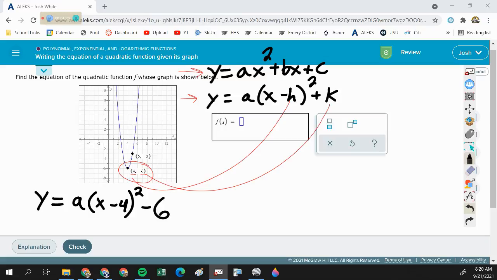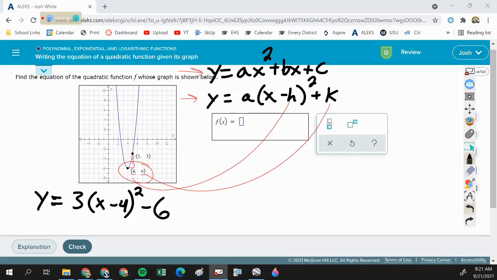Now what should I do? I need to figure out what a is. What do you know about a? Is a positive or negative? Positive. How come? Because it opens up. So anybody want to take a guess at what a is going to be? It's 3. How come? Look at this here. Over 1, up 1, 2, 3. So that is 3.